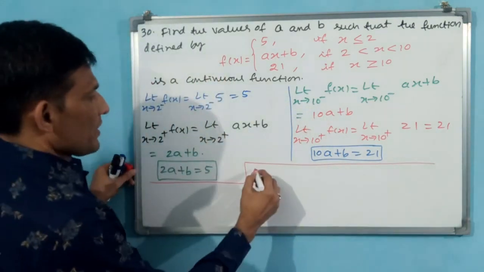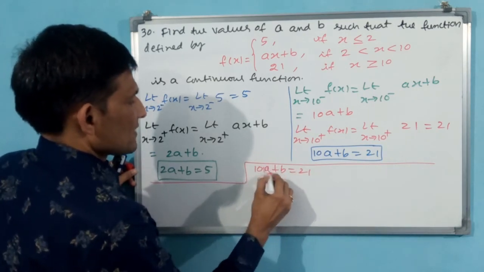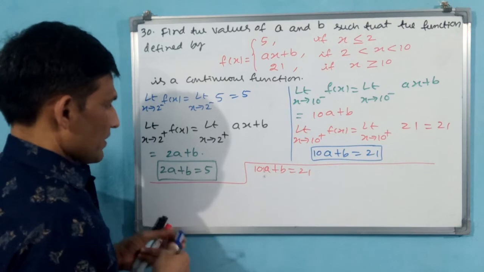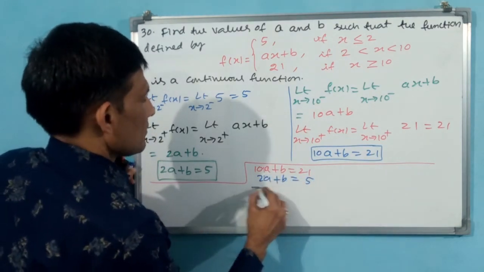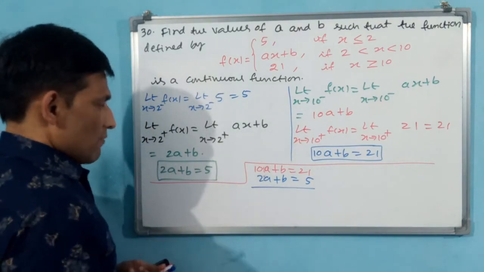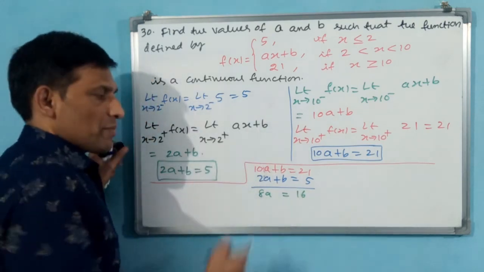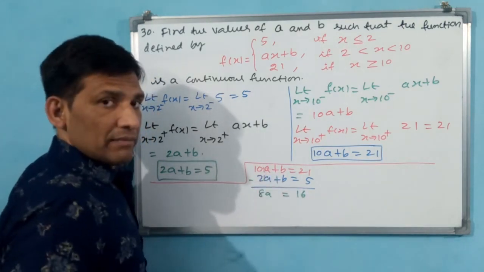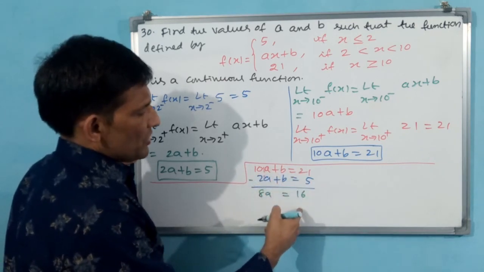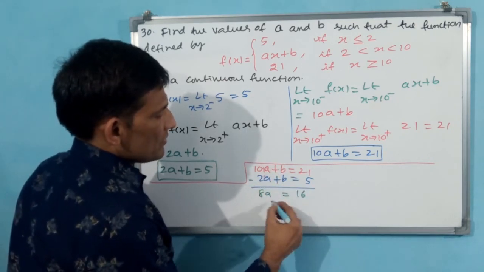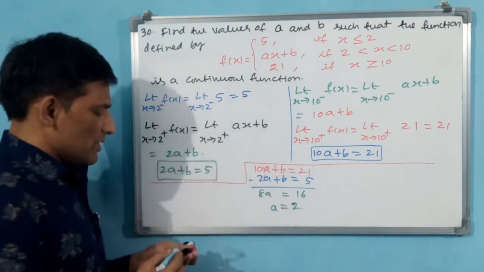Okay, you see, 10a plus b is equal to 21, and 2a plus b is equal to 5. What are you going to get? 8a is equal to 16. Is it correct? Why? Because b is going to get cancelled. Minus I am making. 10 minus 2 is 8, b minus b is 0, 21 minus 5 is 16. 8a is equal to 16 means a is equal to 2.